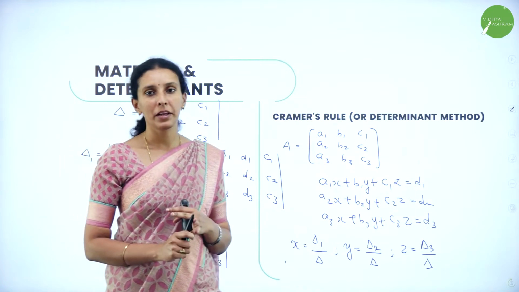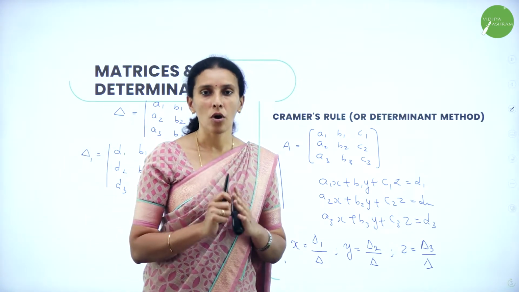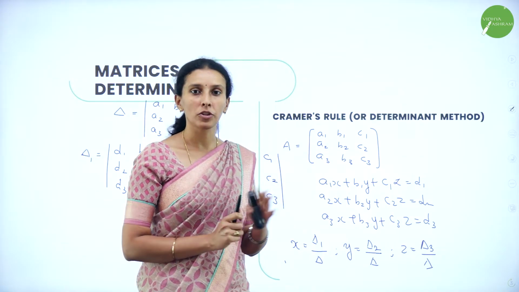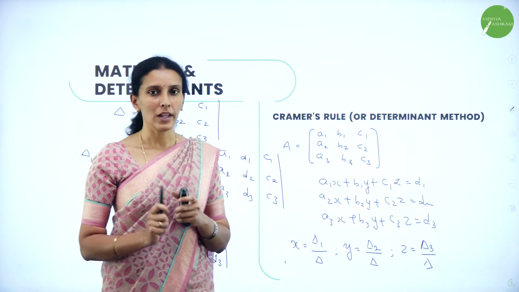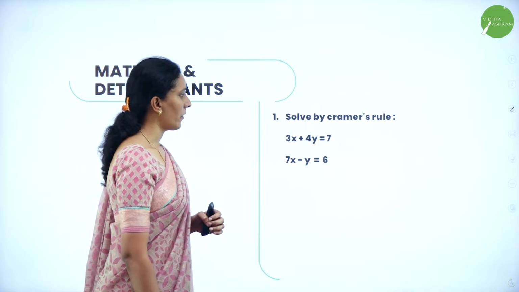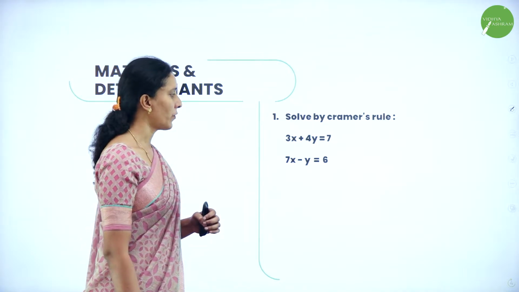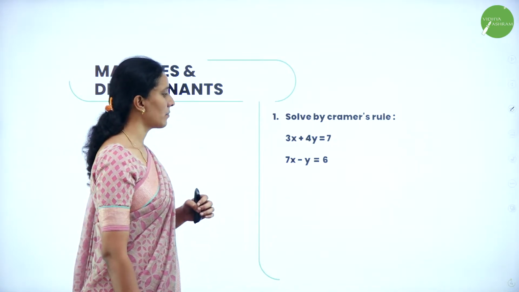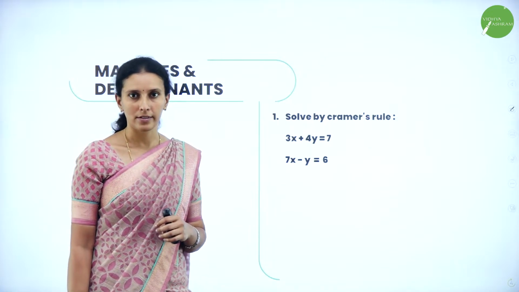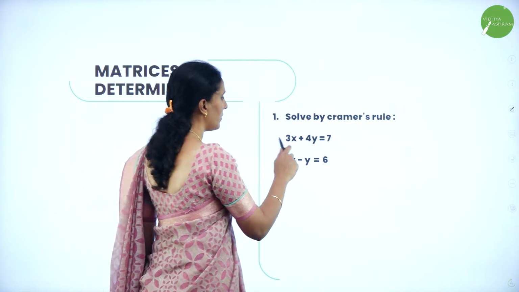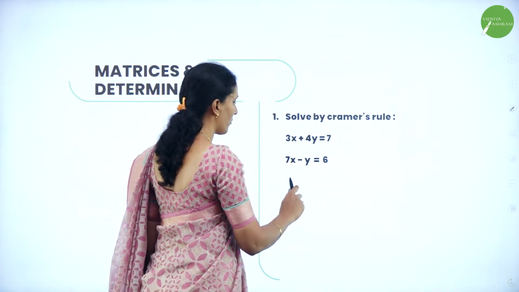In your examination, you will have a 2 or 3 marks question from the topic Cramer's rule. So let's solve now. Solve by Cramer's rule: 3x plus 4y is equal to 7, 7x minus y is equal to 6.